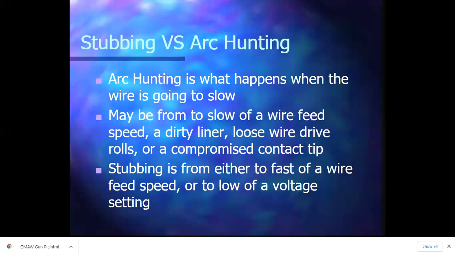It sounds terrible. It feels terrible in the gun because you're sitting there, you're holding it, you go to weld, and you hear a pop, pop, pop, pop, and you can physically feel that wire hitting the plate in the gun.